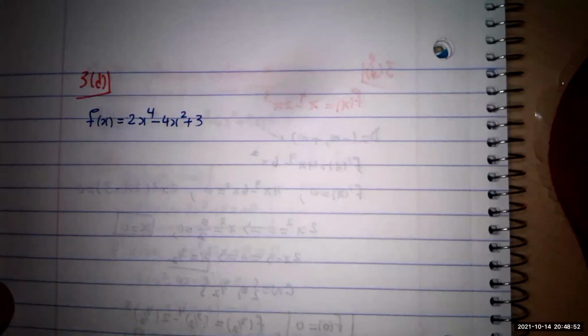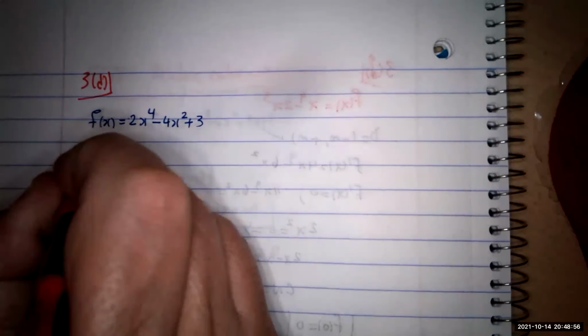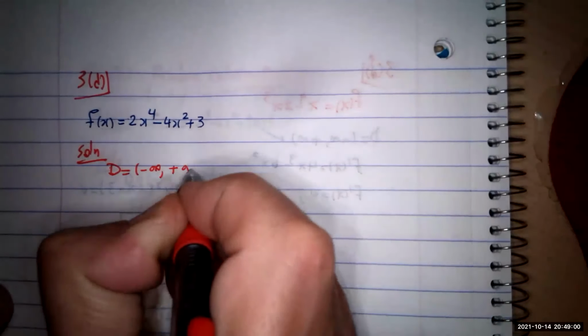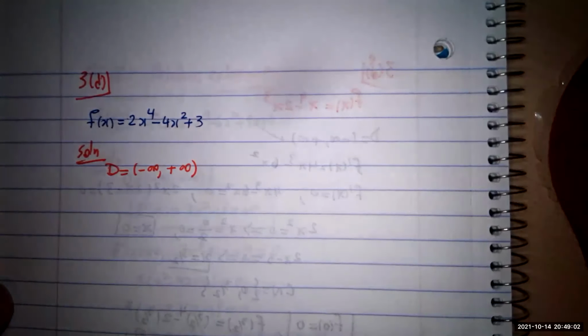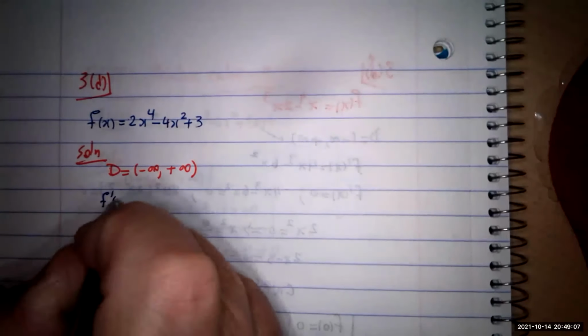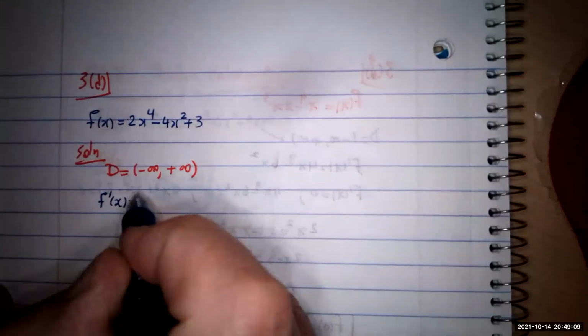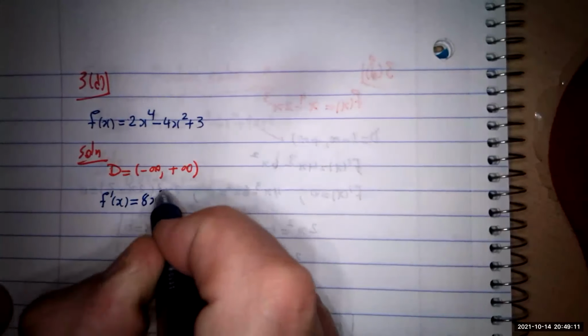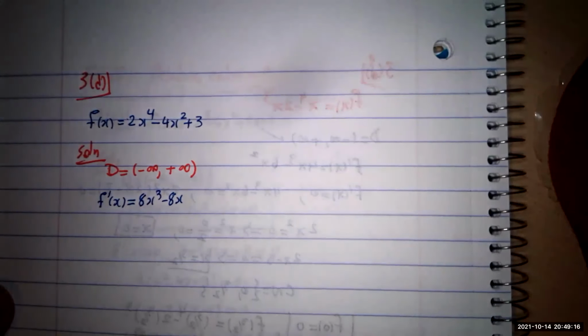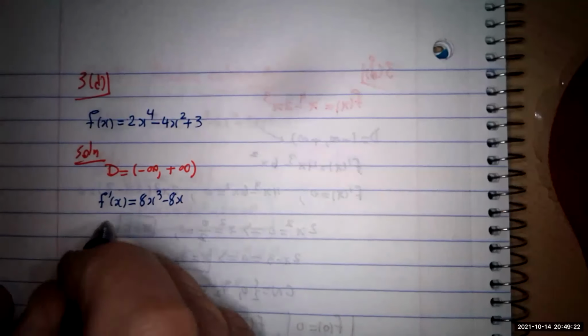So we go with the domain first. Domain is all real numbers. So the solution is going to be, the domain is negative infinity to positive infinity, nothing to worry about. Differentiate, carefully differentiate it. So that will give us 8x cubed minus 8x this time, which is nice. Okay, you let it equal to 0.